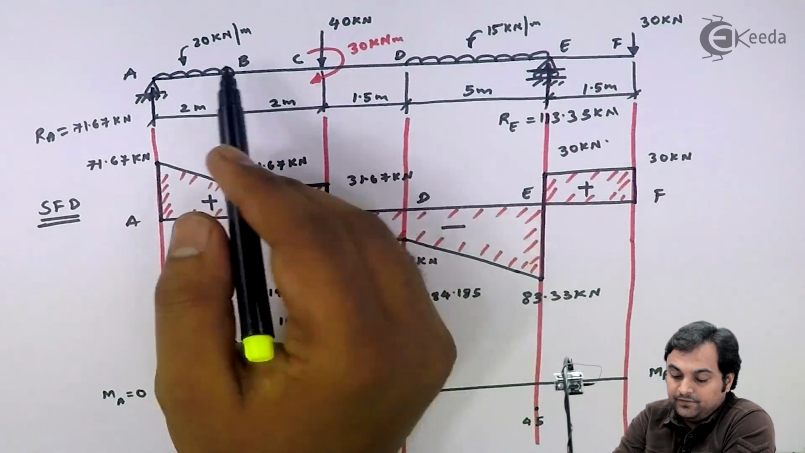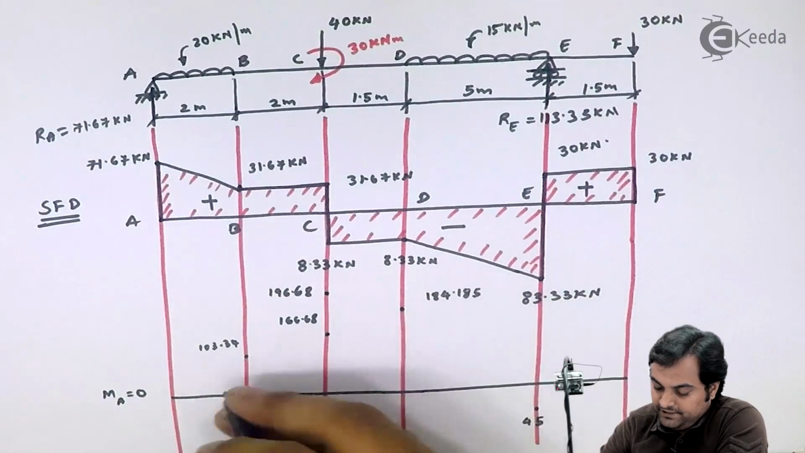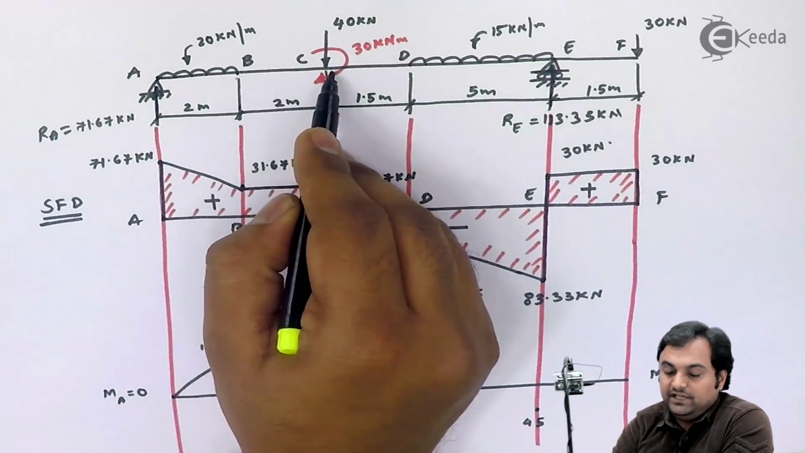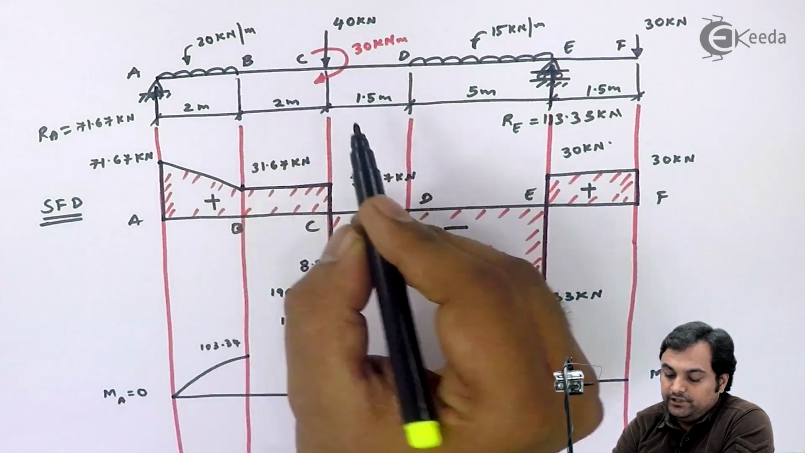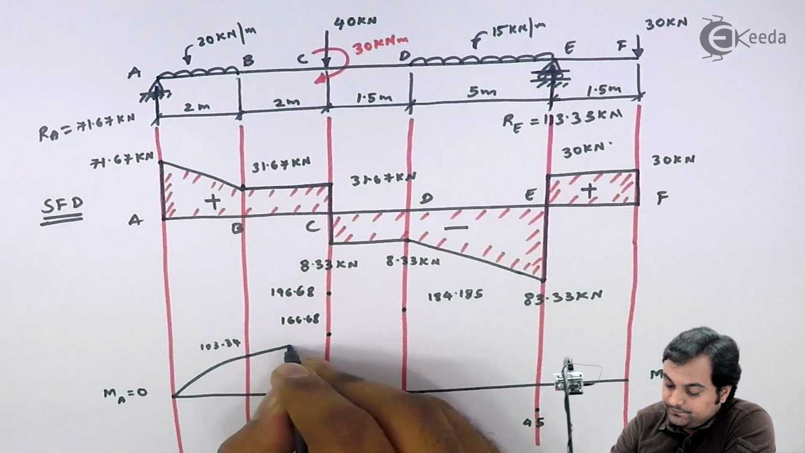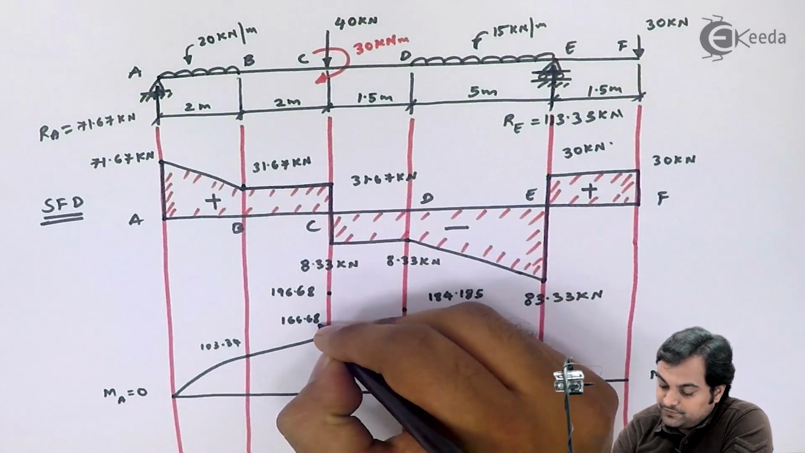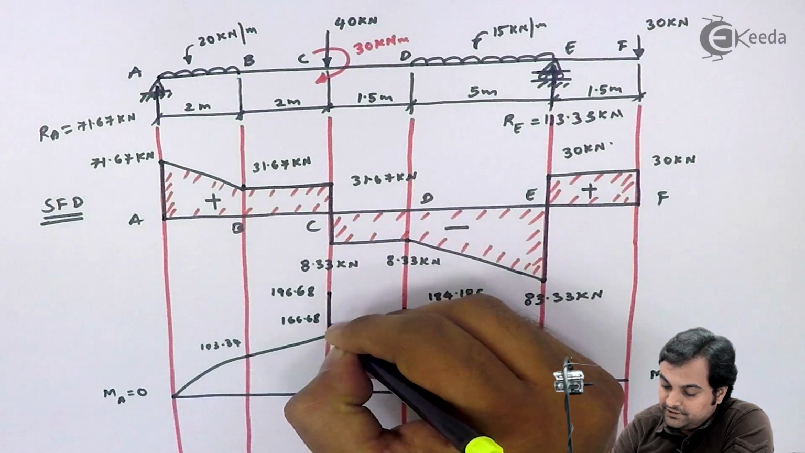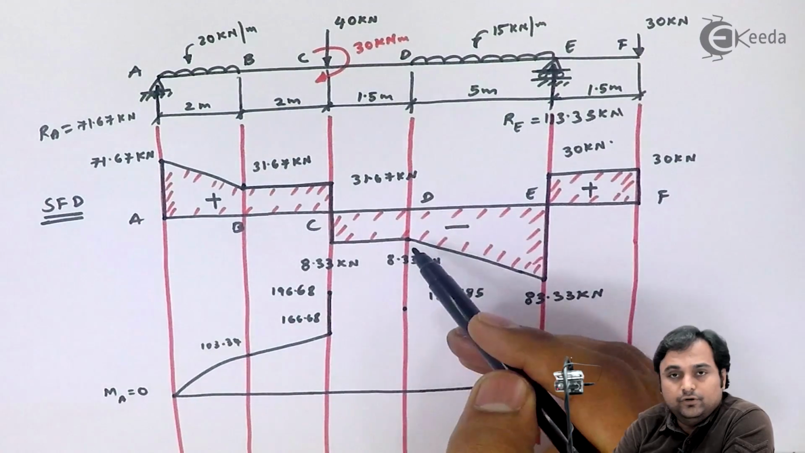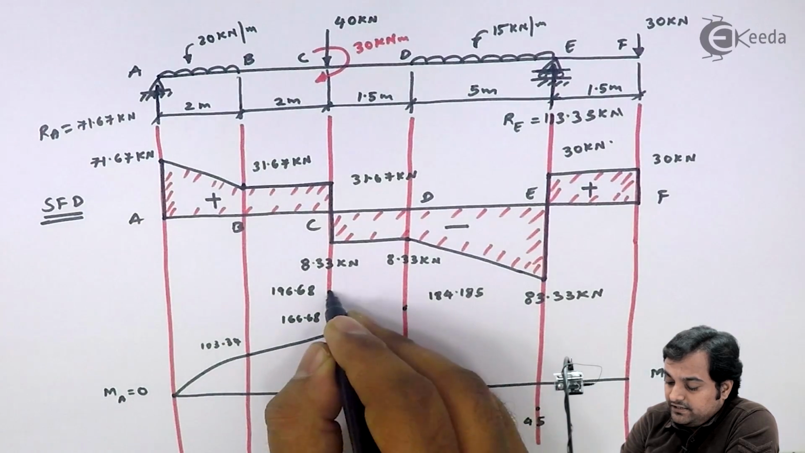As I see in the diagram, from A to B we have UDL, so shear force was an inclined line. Bending moment should be a parabolic curve. Between B to C, there is no load, and shear force was a straight line, so bending moment should be an inclined line. Next, bending moment increases from 166.68 to 196.68 at point C. C to D, we don't have any load, so shear force is a constant line. In bending moment, it would be an inclined line.